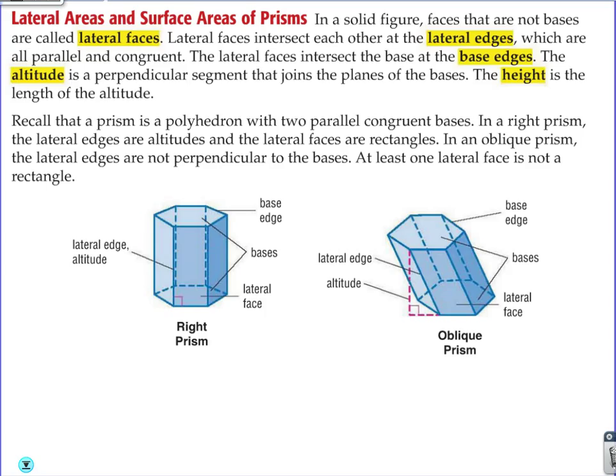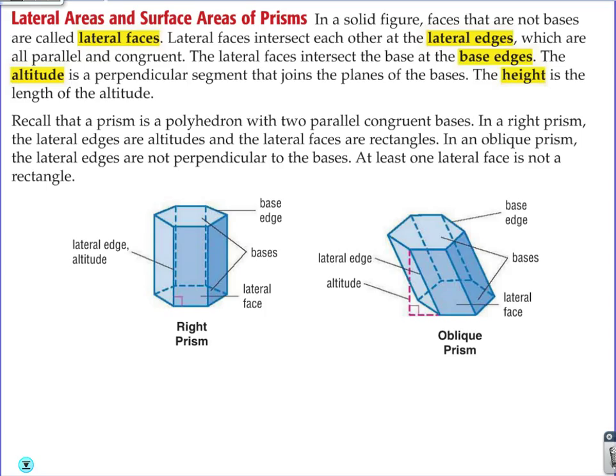Let's start with lateral and surface areas. We've already discussed this: lateral area versus surface area. Lateral area is, well, I'm just going to read this. In a solid figure, faces that are not bases are called lateral faces. Faces that are not bases.